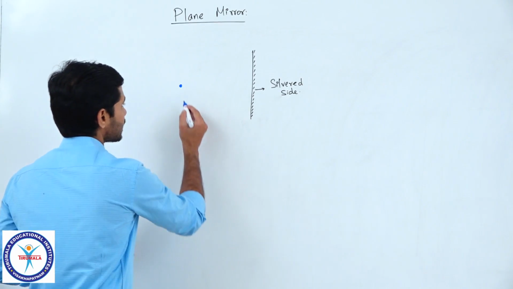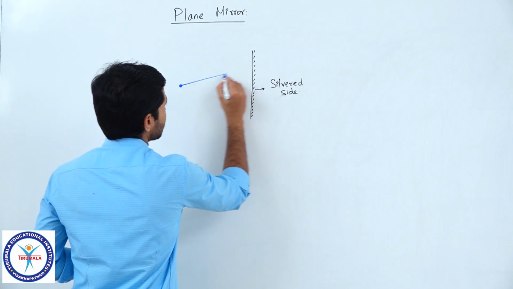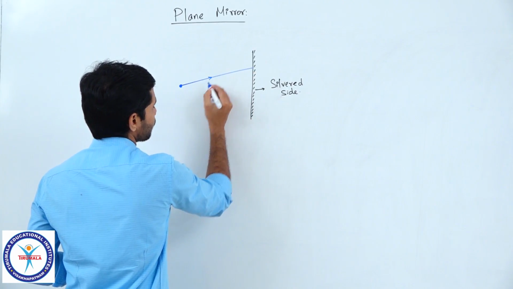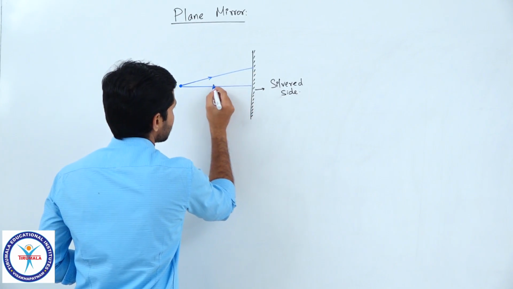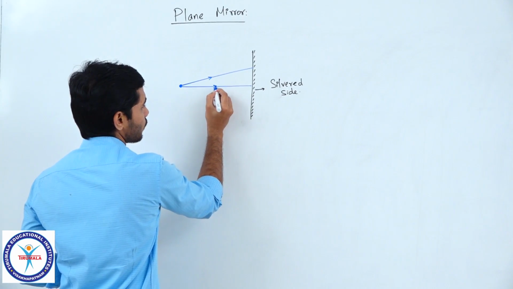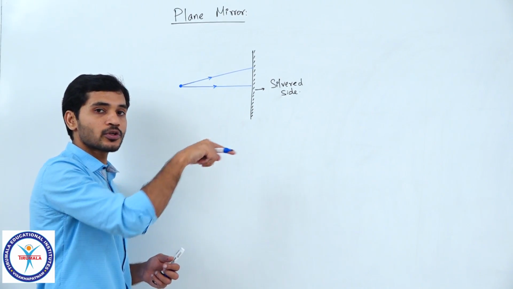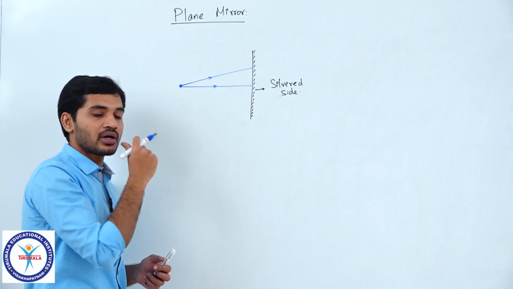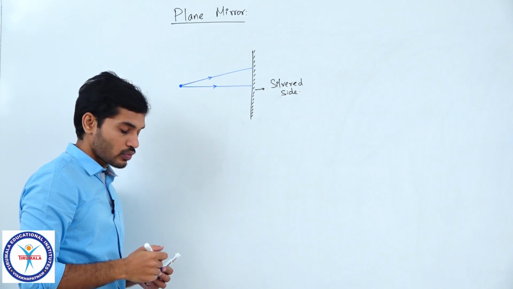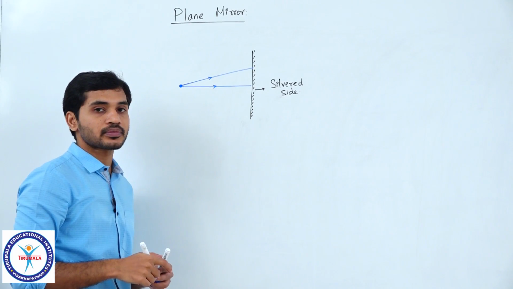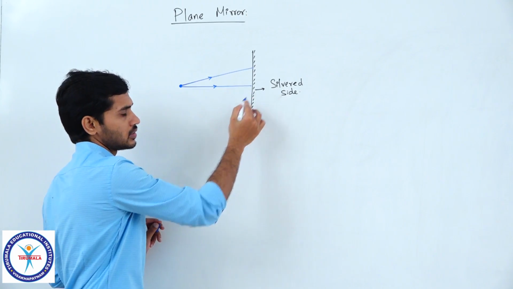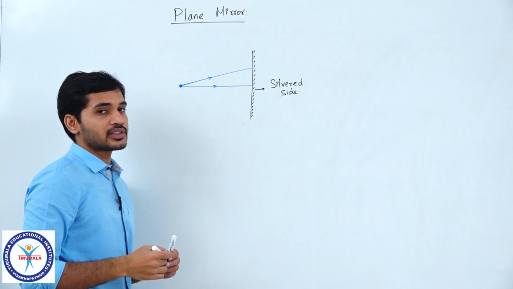So, I will draw two light rays, one light ray I will consider like this, and one light ray I will consider like this. I guess you are all aware of what this light ray represents. That is moving in the direction normal to the mirror. When a light ray moves normal to the mirror, what is the angle of incidence? Is it 90? It is not 90, it is 0.